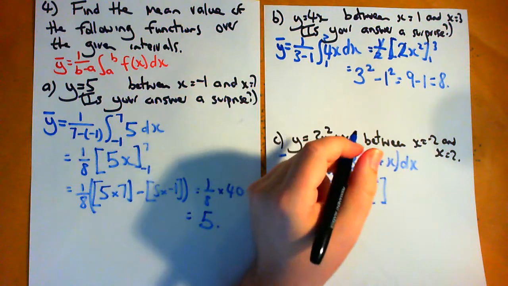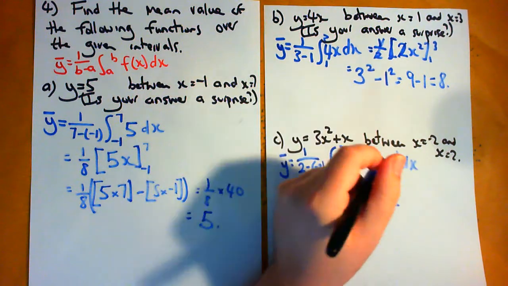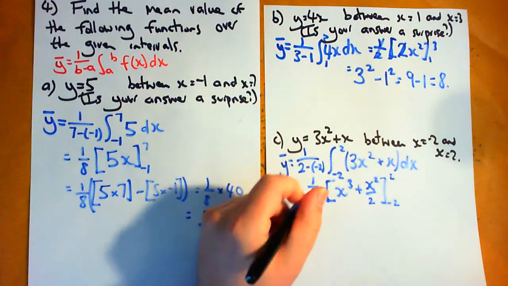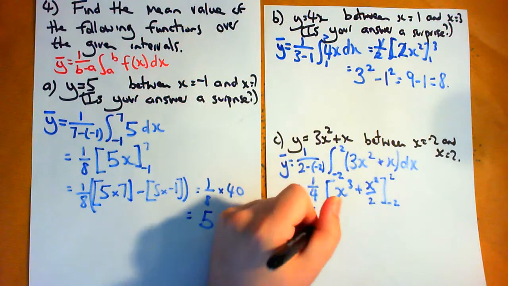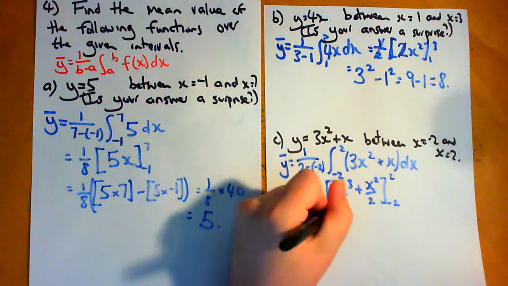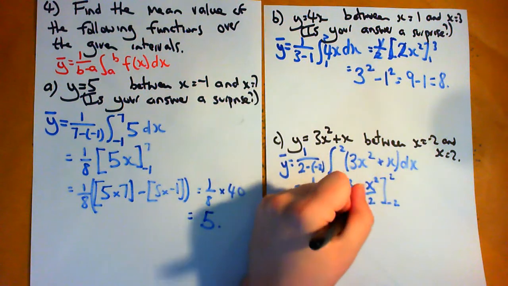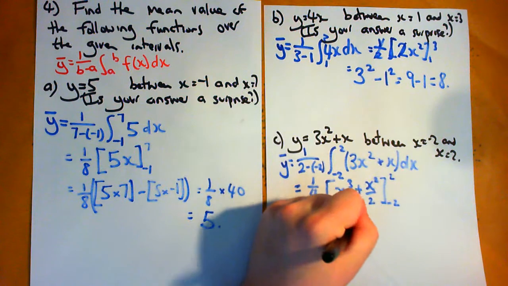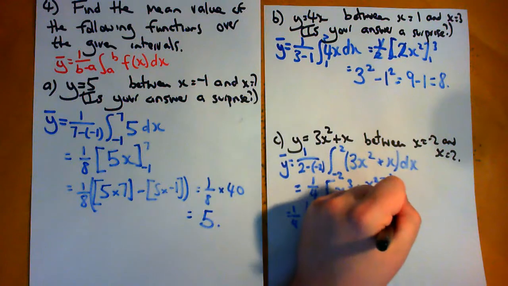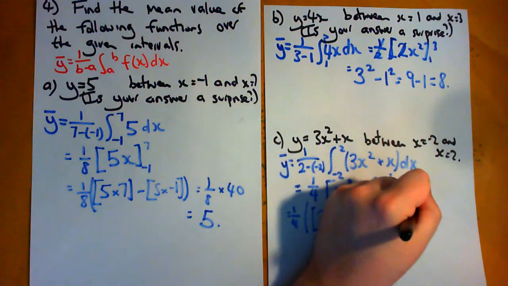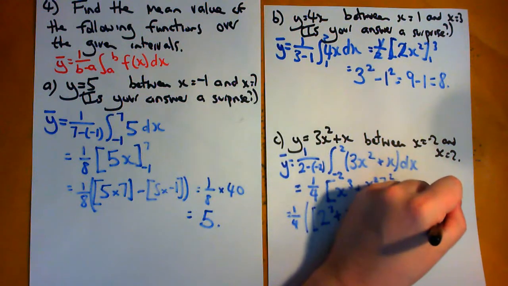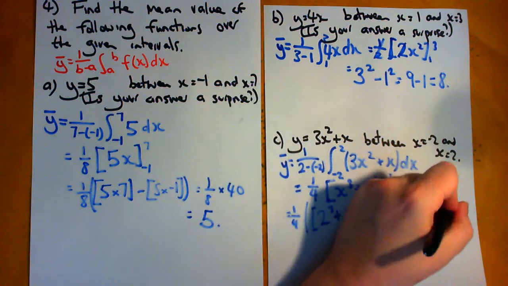And this is going to be between the limits of negative 2 and 2. So we end up with a quarter of, so top limit first is 2 to the power of 3 plus 2 squared over 2, minus, substitute in the bottom limit, which is negative 2. So we get negative 2 to the power of 3 plus negative 2 to the power of 2 over 2.